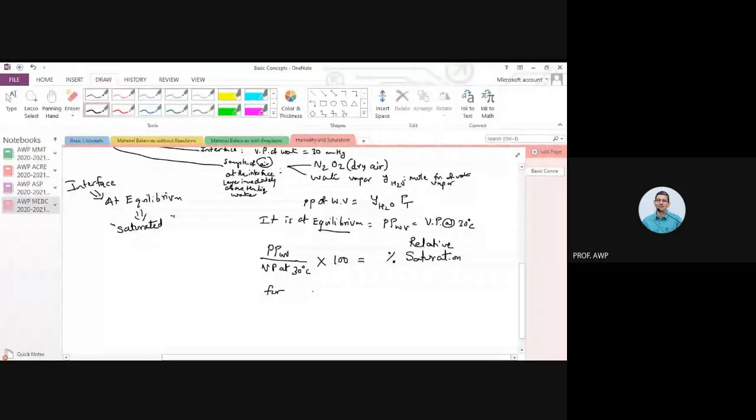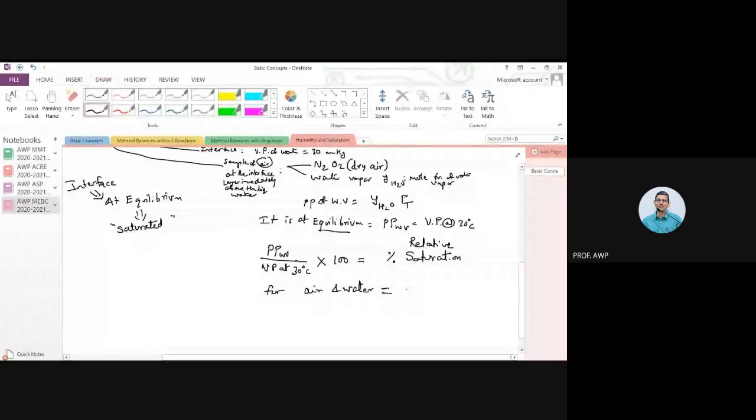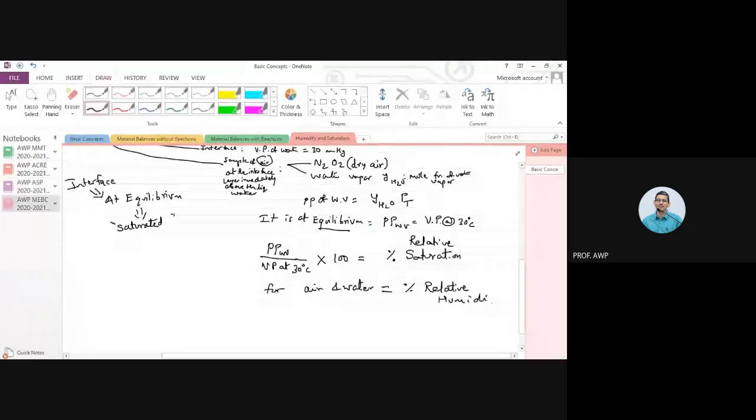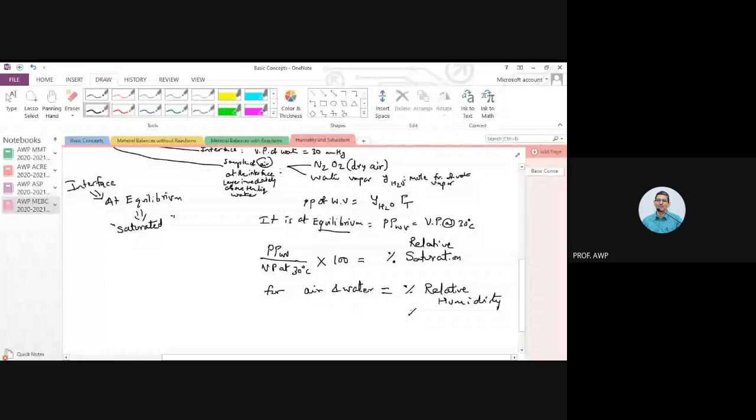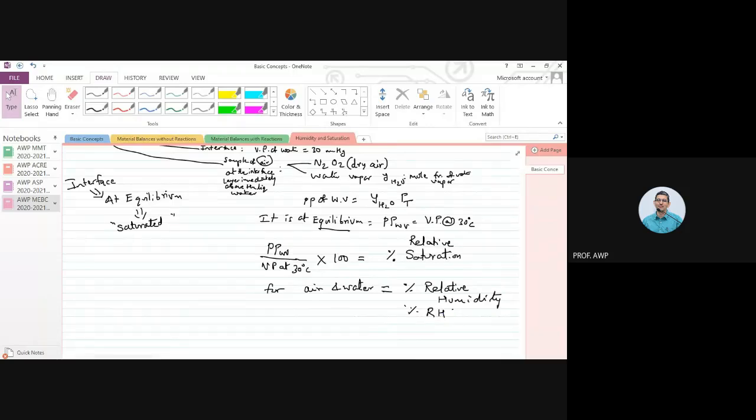And for air and water vapor, we use another special word. We call this percent relative humidity, or percent RH. Let's do some calculations, and then all these things would be a little bit more clear to you.